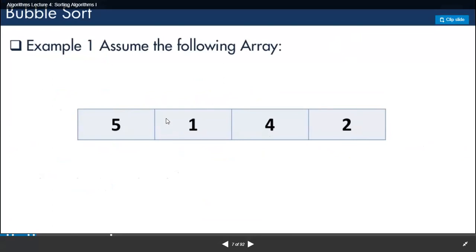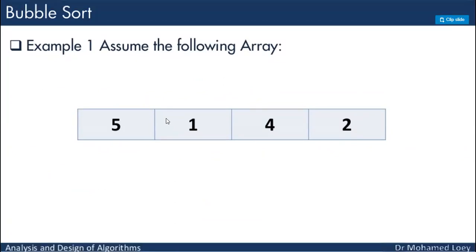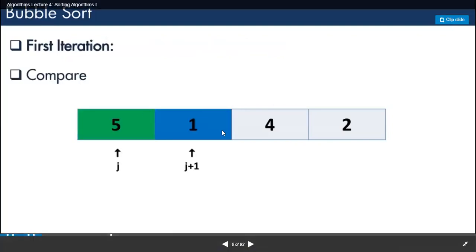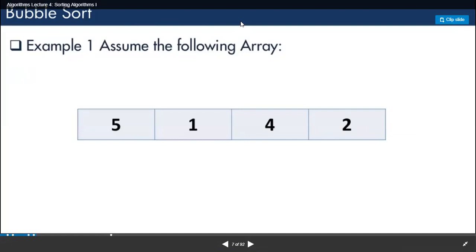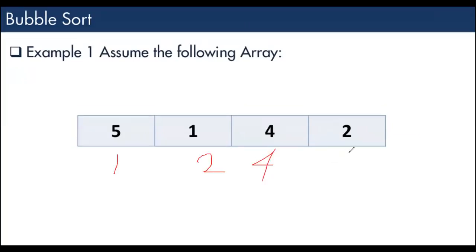The definition of correct order may change, but in this case, we want the array to be sorted from smallest to largest. That means the smallest element will be in the first location and the largest element will be in the last location. So the sorted array will look like 1, 2, 4, 5. This is our input and this is our output. Now what is the algorithm? Compare two adjacent elements; if they are in the right order, fine. Okay, if not, swap them.